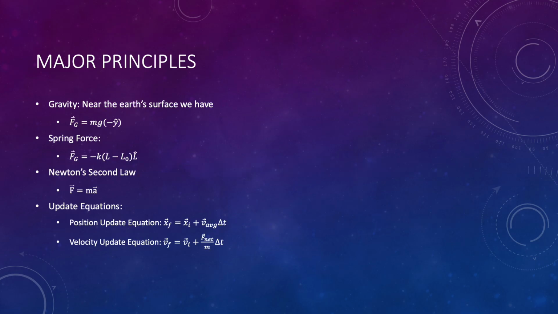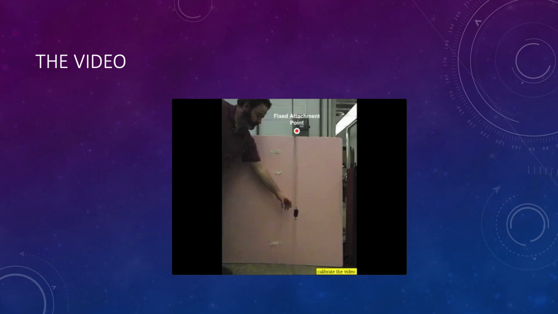So again, we have gravity near the Earth's surface, which is given by this force. We've got the spring force, which is given by that equation. Newton's second law, F equals ma, and the update equations, position and velocity, which we've been using throughout. Look at the video.